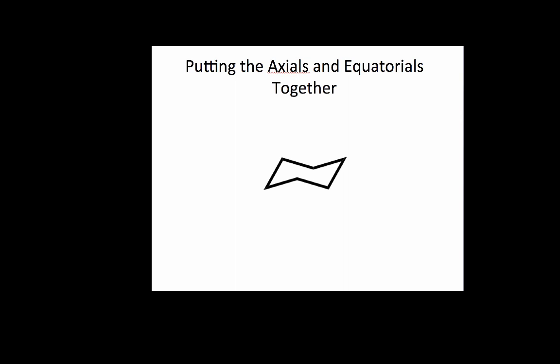Finally, what you want to be able to do is put this all together and draw in all of your axial and equatorial substituents. So if we go through and do this, let's classify these as axials that are pointed up and axials that are pointed down. At all of my carbon points pointed up, I'm going to have axials that are up. Well, if the axials are up, the equatorials on those carbons must be down. So here's this equatorial, and this equatorial all pointed down.